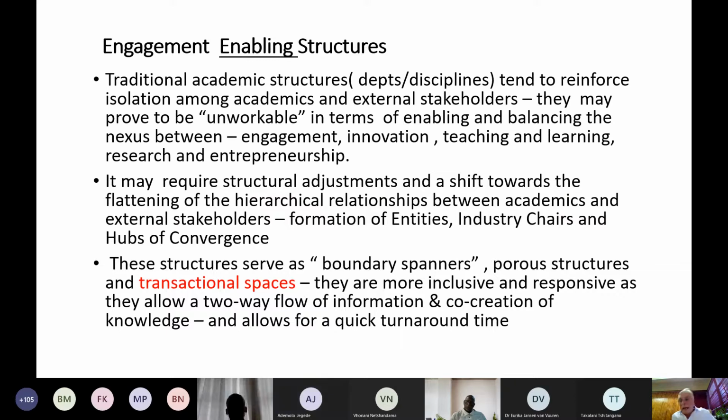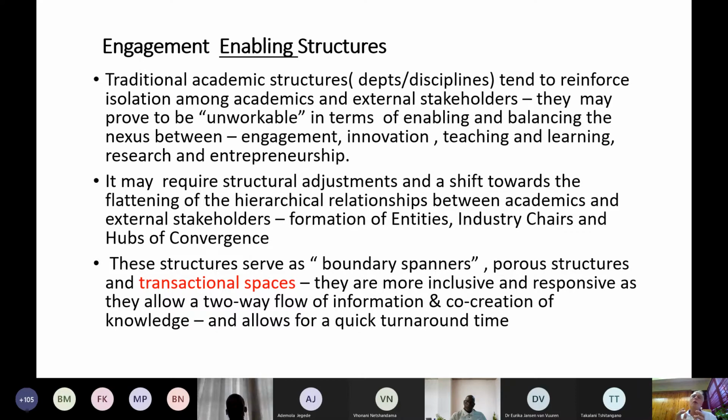Very important, and this is very pertinent to my institution. The traditional academic structures tend to reinforce isolation among academics and external stakeholders. They may prove out to be unworkable in terms of enabling or balancing the nexus between engagement, innovation, teaching and learning, and research. It may require structural adjustments, and these structural adjustments and shifts have occurred at our university by flattening the hierarchical relationship between academics and external stakeholders.